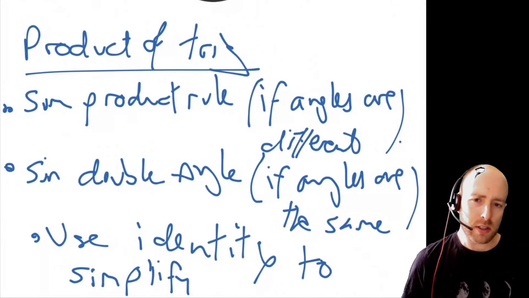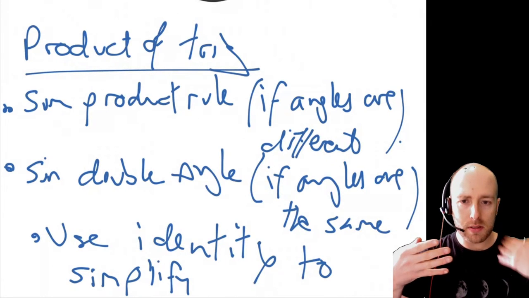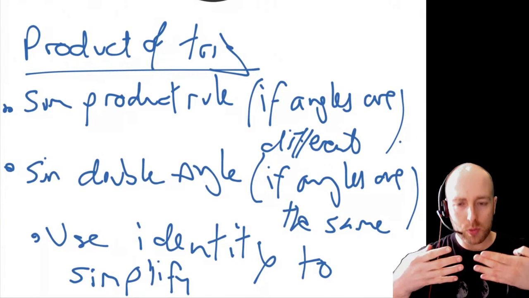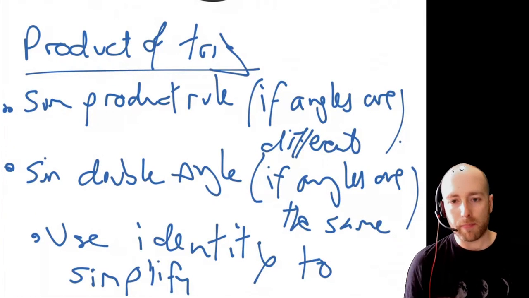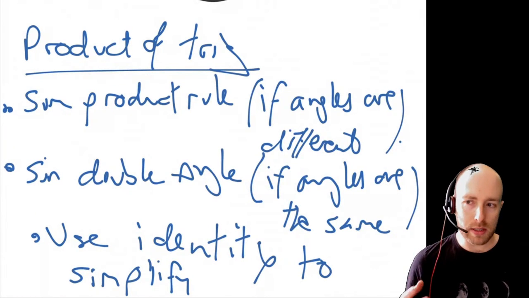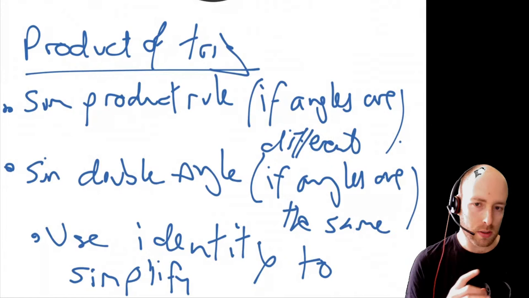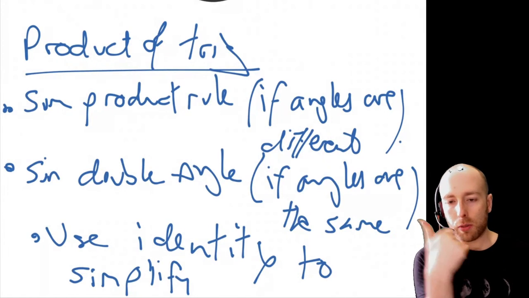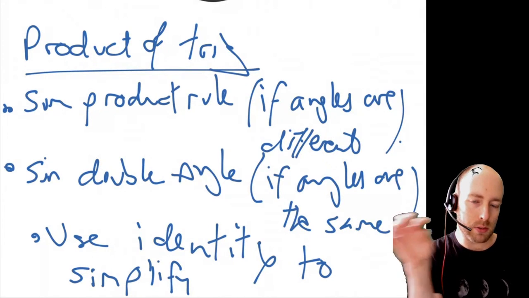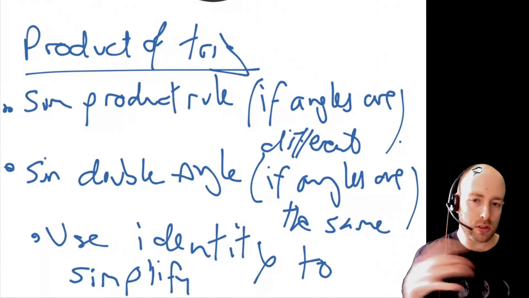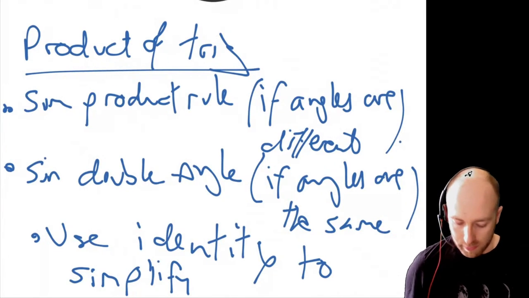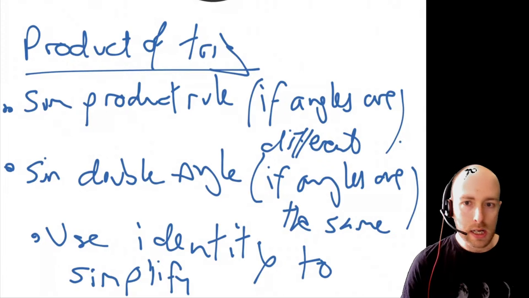Okay, and if you've got sine cubed, we're going to split that into sine times sine squared, turn the sine squared into a double angle for cos, and then do it that way. And that's how we also do sine squared and cos squared, is we use the cos double angle. So sine double angle is when you've got a product of two trig where the angles are the same. Cos double angle is when you've got sine squared or cos squared. We need to integrate those.